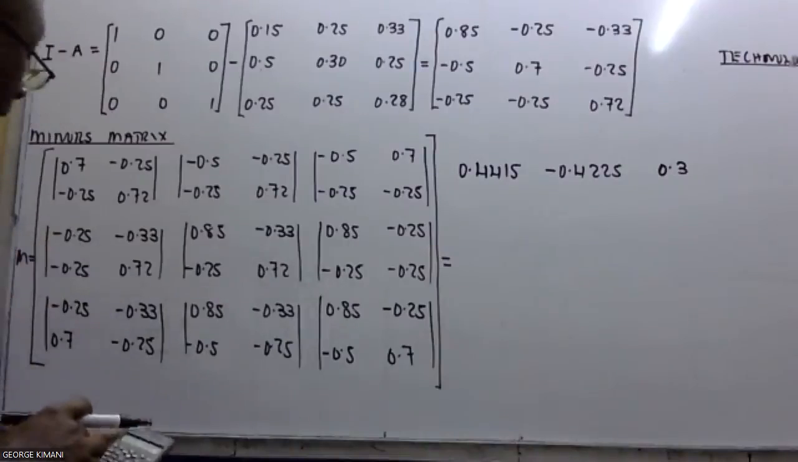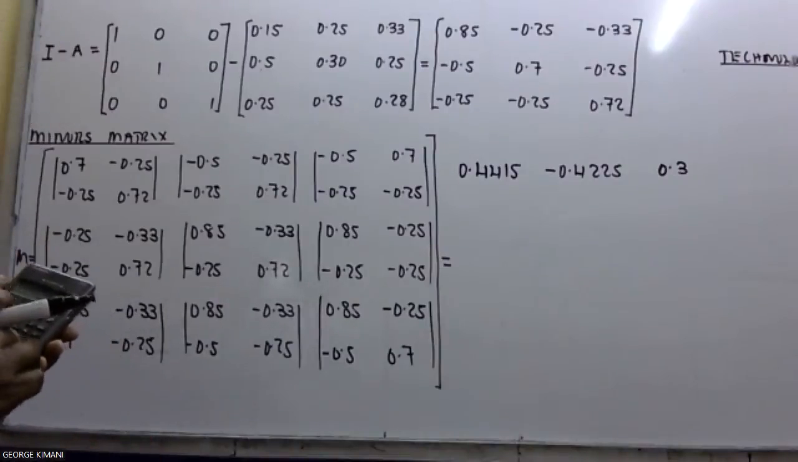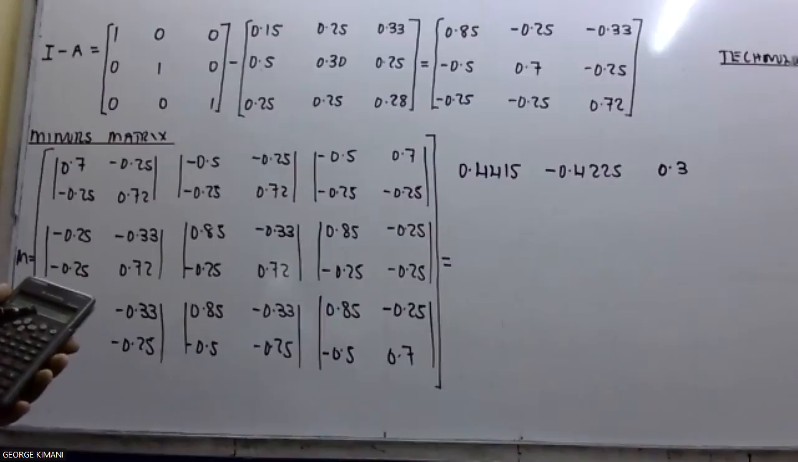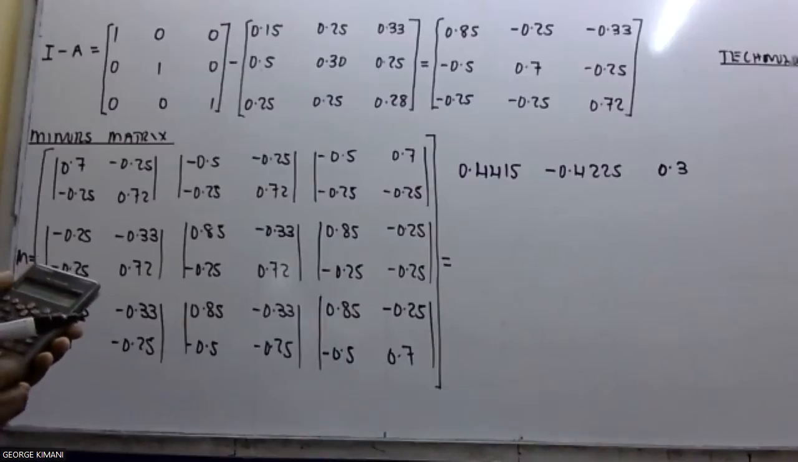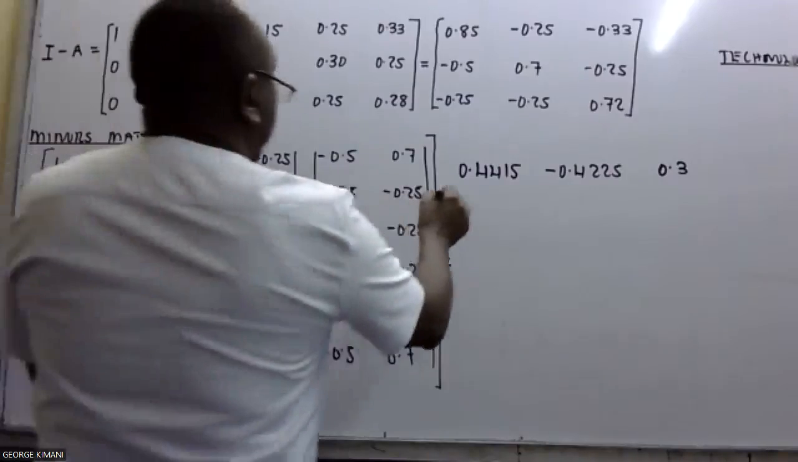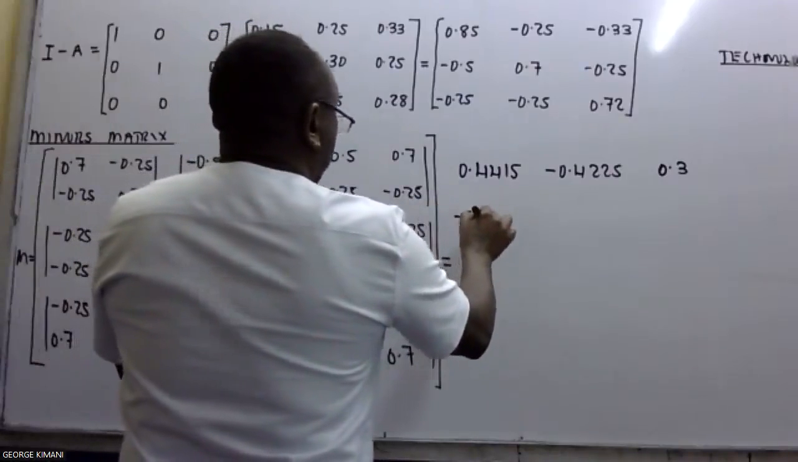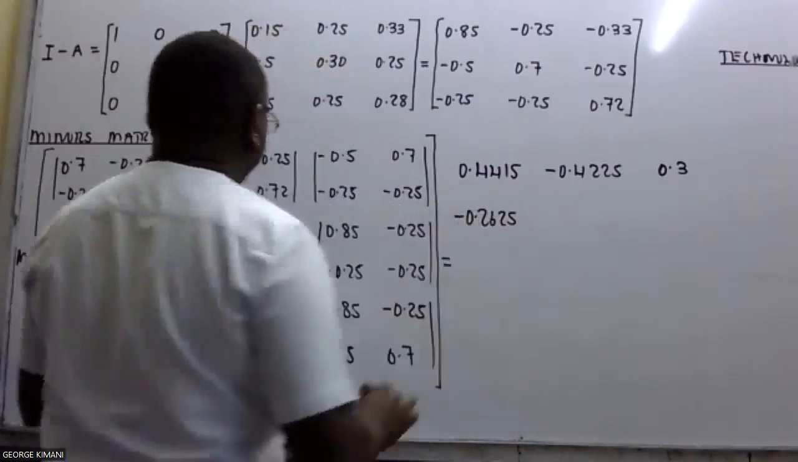So to get minus 0.25 times 0.72 minus minus 0.33 times minus 0.25 equals 0.2625. Yes, negative 0.2625.